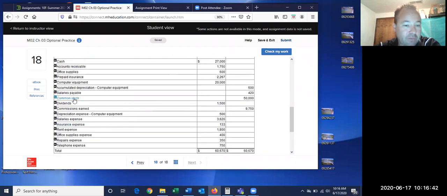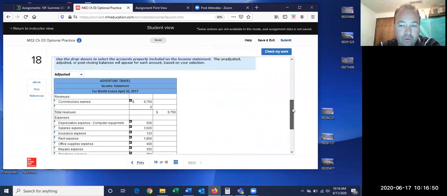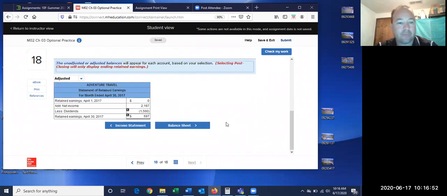Oh, this is a new company. I forgot about that. So we don't have any retained earnings. There's nothing to even put in. Retained earnings is 0 to start because it's a brand new company. We didn't have anything flowing over from prior months or years.